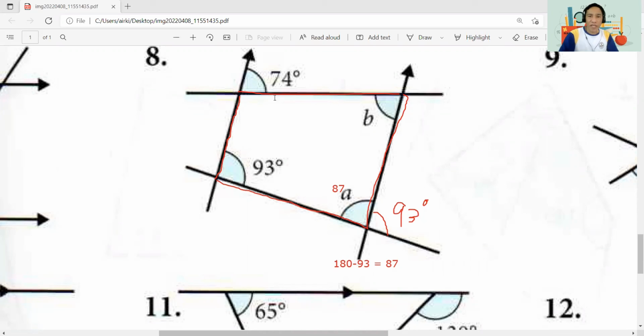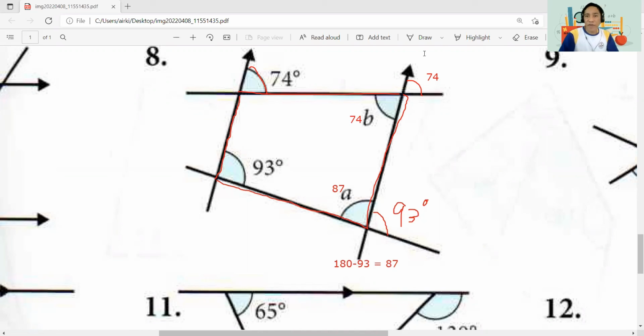And as you can see here, for this parallel line, this line is a transversal on this side. So if this angle is 74 degrees, therefore this angle is also 74 degrees. So what's the reason? They are corresponding angles. So therefore, if this is 74 degrees, angle B is also 74 degrees. And the reason is they are vertically opposite angles.